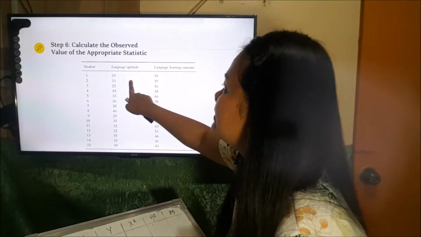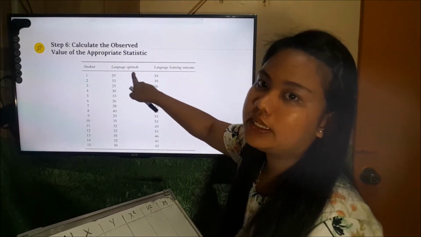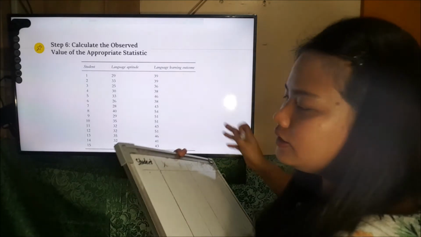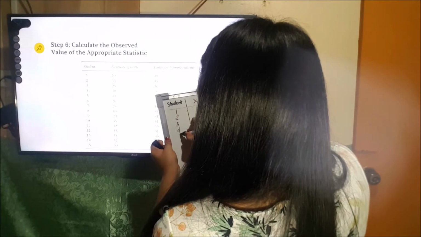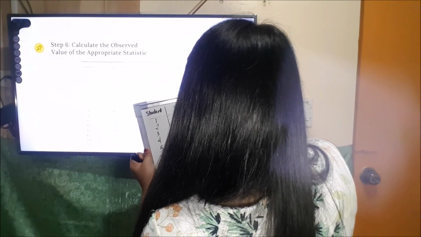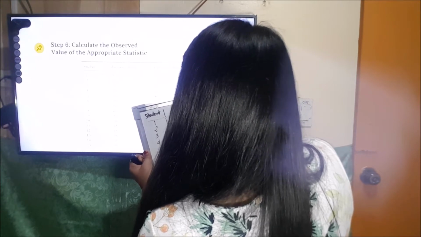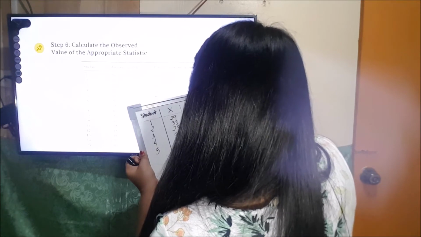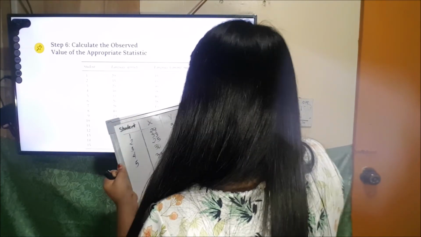This would be our X and this would be our variable Y. X is the language aptitude and Y is the results of the language learning test. So let me put in here students 1, 2, 3, 4, 5. X score of student 1 is 29, and 39, 33, 39, 25, 36, 30, 38, 33, 46.